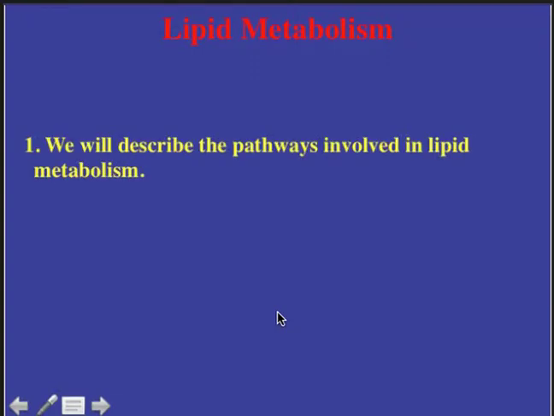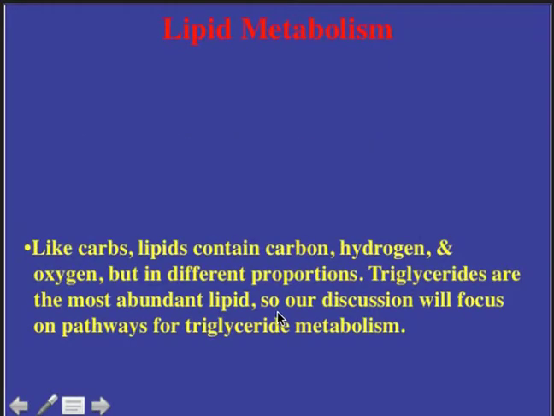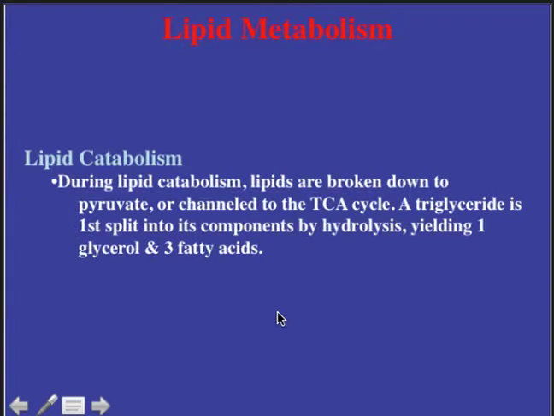We'll describe the pathways involved in lipid metabolism, and we'll summarize the mechanisms of lipid transport and distribution. Just like carbs, lipids have carbon, hydrogen, and oxygen, but in different proportions. Triglycerides are the most abundant lipid, so we'll talk about pathways for triglyceride metabolism primarily here. So what do we mean when we talk about lipid breakdown? During lipid breakdown, they're broken into pyruvate or channeled into the citric acid cycle.